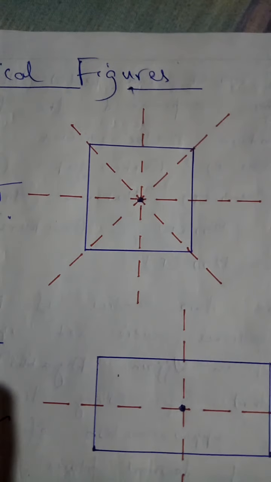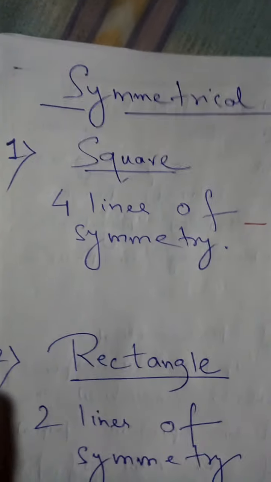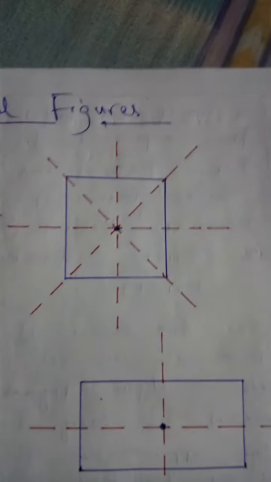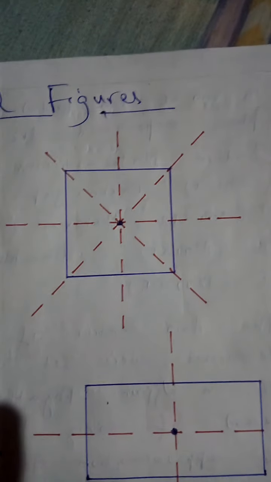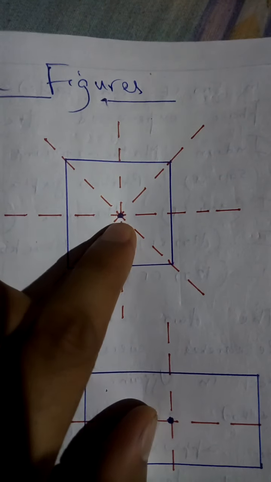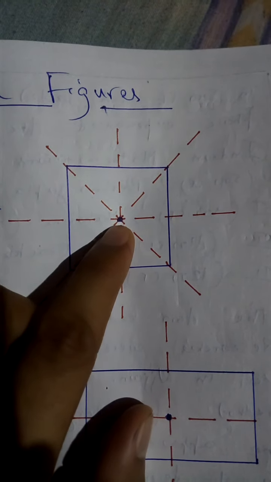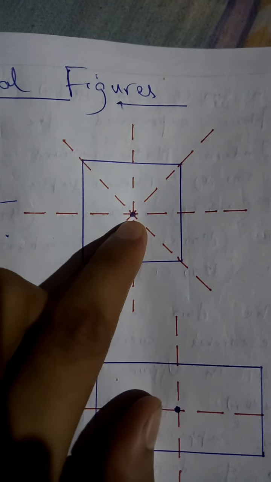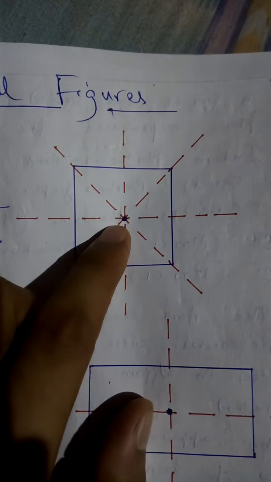And always draw lines of symmetry with dotted lines. And obviously use pencil. Second figure is rectangle. So as you can see, rectangle has 2 lines of symmetry and the figure is here. This is the figure rectangle. 1 line and 2 lines. Again, they are passing through the same point.